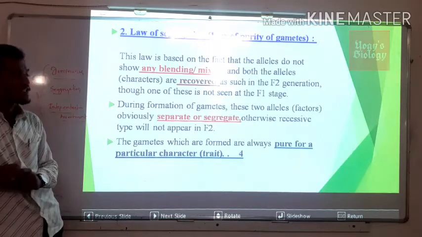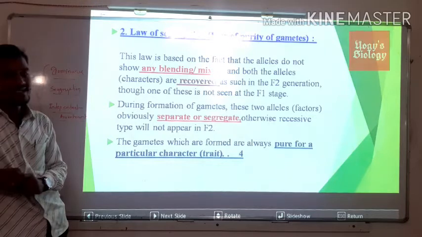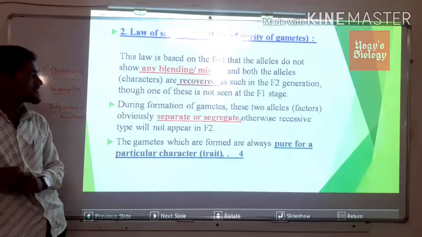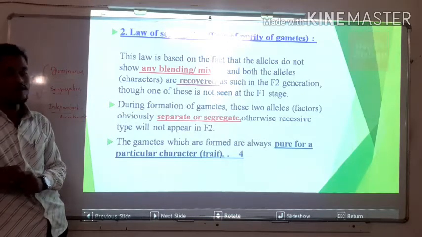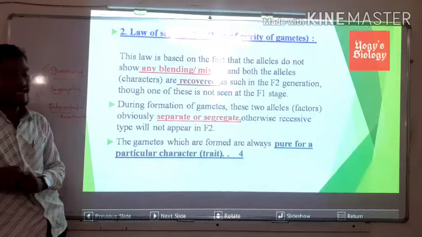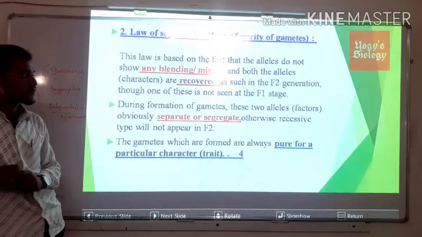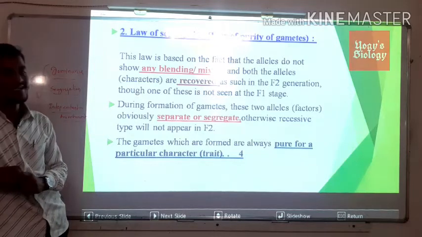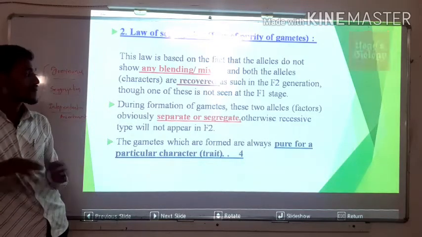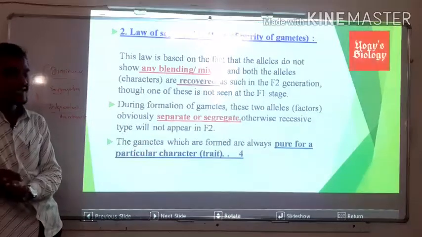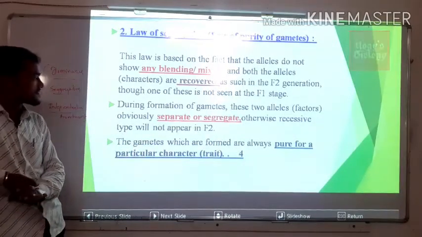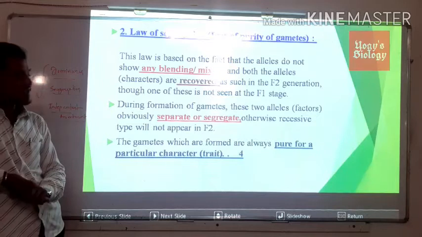So during the formation of gametes, these two alleles or factors obviously separate or segregate from each parental set, otherwise the recessive type will not appear in the F2 generation.